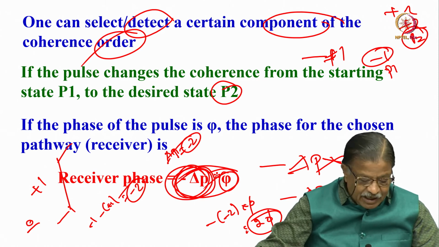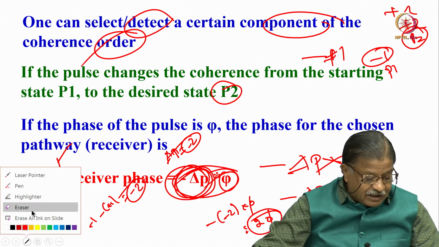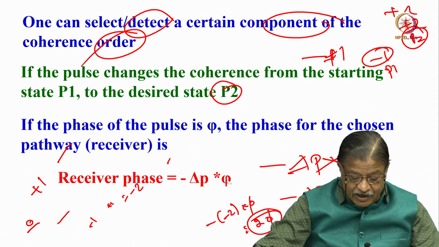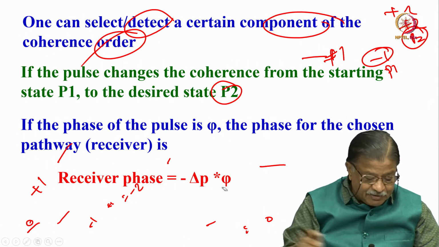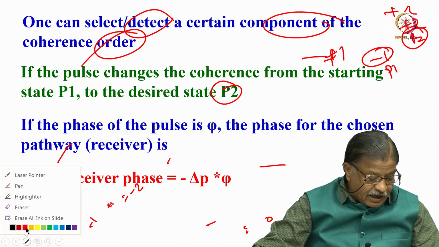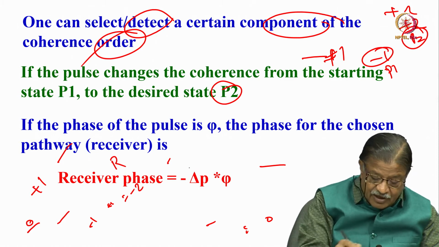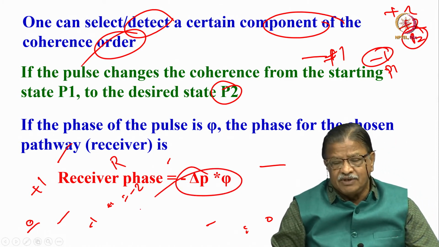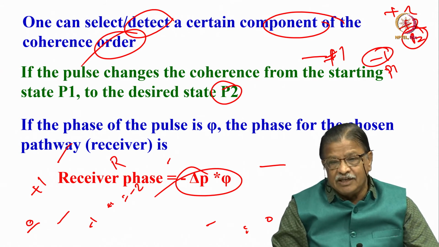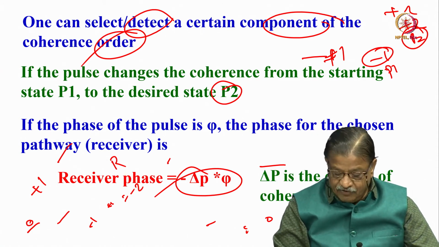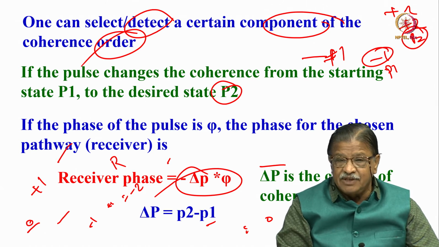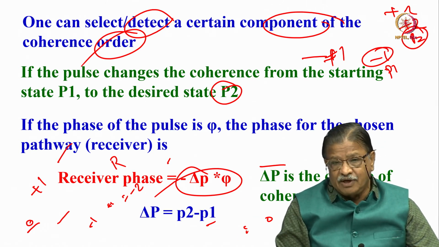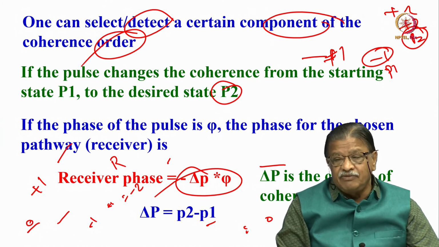So, that is the simple equation. You should not forget this equation. It tells you the receiver phase is equal to minus delta P into phi. Phi is nothing but the pulse phase, and this is the receiver phase. Delta P is the change in the coherence pathway from initial to final state. If you know that, then you can work out the pulse phases and receiver phases for any sequence of your choice, and you can select any particular pathway of your choice.